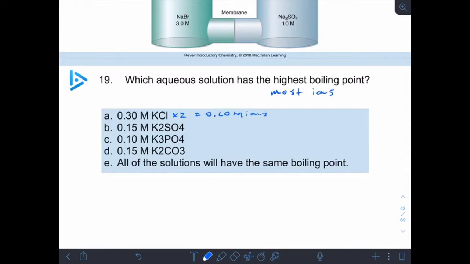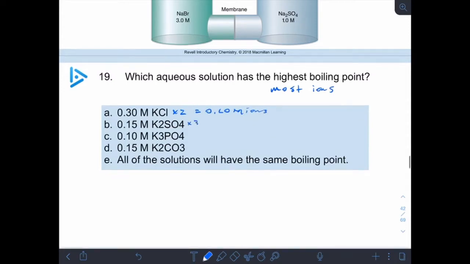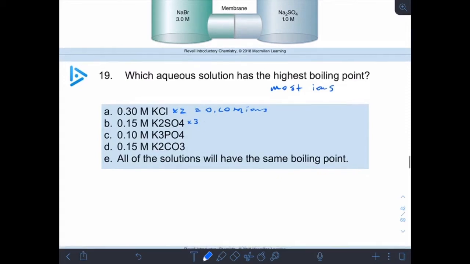Right? K2SO4, there's 3 ions there, 2 potassiums and 1 sulfate. So that gives us a 0.45, right? Potassium phosphate, there's 3 potassiums and 1 phosphate, so that's times 4. Potassium carbonate, that's 2 potassiums and 1 carbonate, so there's 3 ions there, equals 0.45.